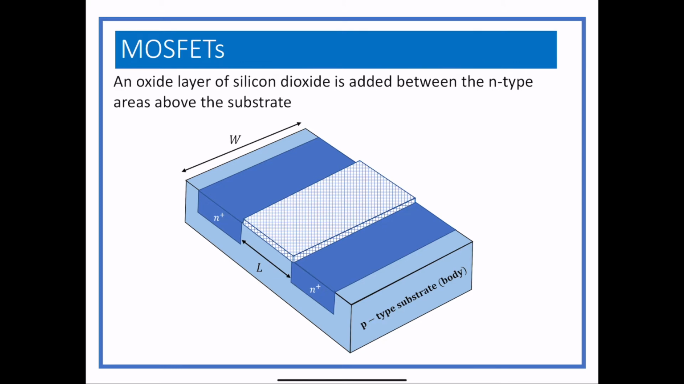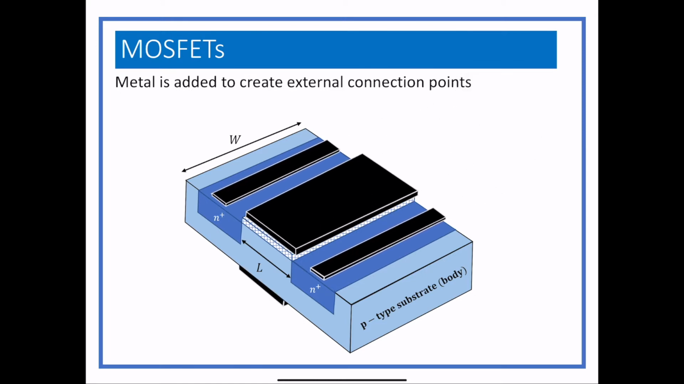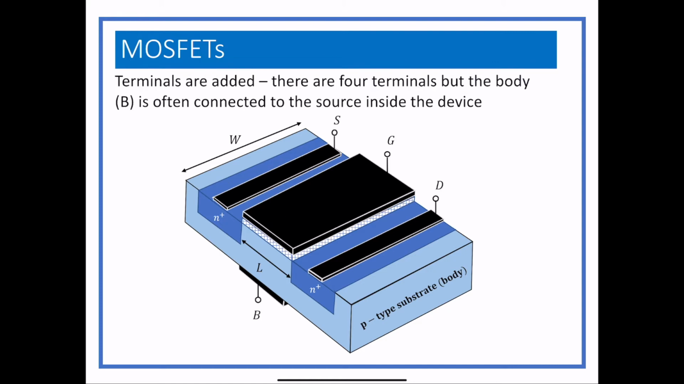Then there's metal, and metal is added in actually 4 places. There's 1 layer on top of the oxide, then there's one on top of each of the N areas, and then there's one on the bottom, underneath where you see the length. Then, once that's done, we just add terminals, and those connect the metal parts to the outside of the device. Most of the time, there will be 3 terminals that you deal with, and the body terminal on the bottom is oftentimes connected to the source inside the device, so you don't actually ever access it.